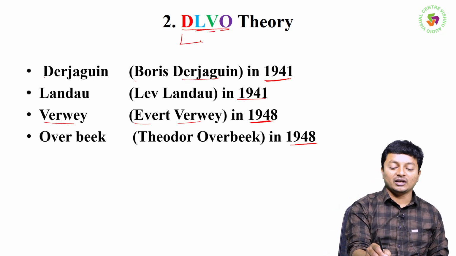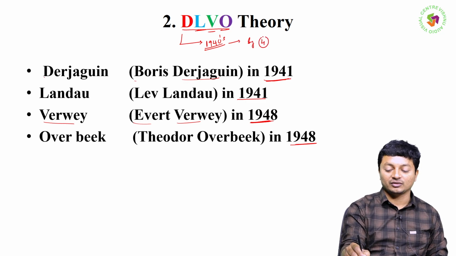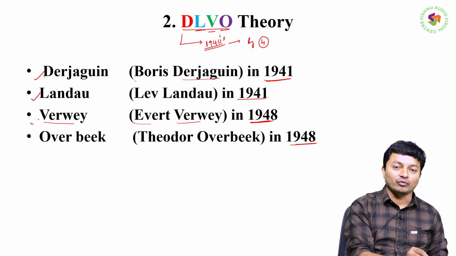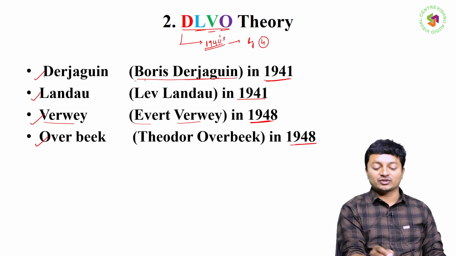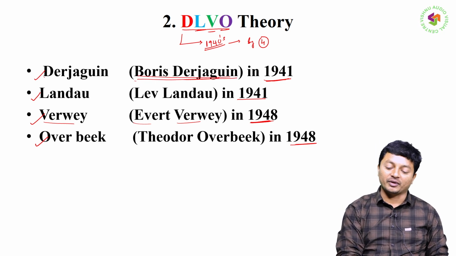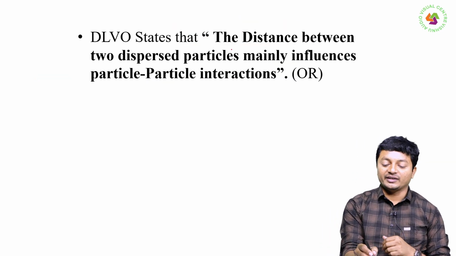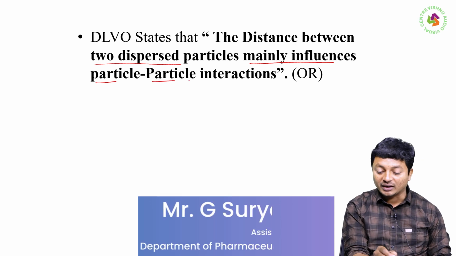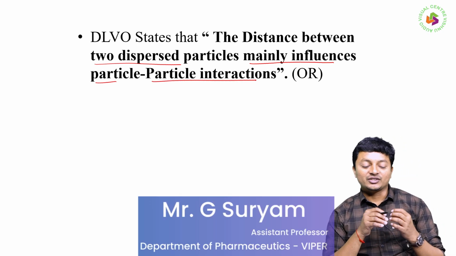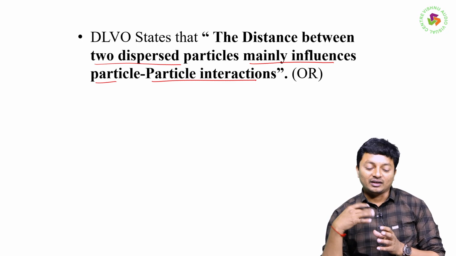So to remember, this DLVO theory was proposed in the early 1940s by four members: Derjaguin, Landau, Verwey and Overbeek. And remembering these full names with the years is also important for your competitive exams. Coming to the statement of the DLVO, it states that the distance between two dispersed particles mainly influences the particle-particle interactions.